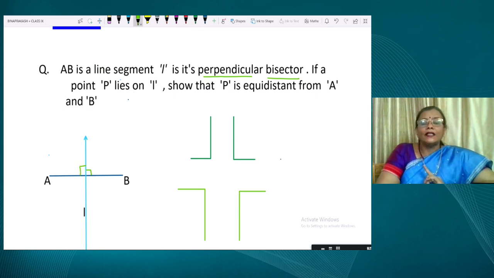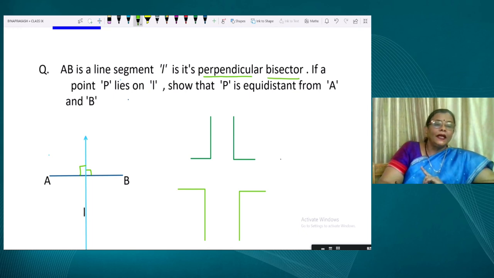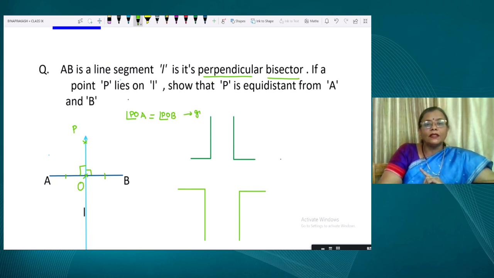Fine? And then it's a bisector. Bisector says that it divides AB into two equal parts. So let me name this point of intersection as O. Let the point of intersection be O. So what information do we have from this statement? Let me have this as a point P. The information that you have is angle POA is equal to angle POB. This is given to us. And also AO equal to OB. This is also given to us.